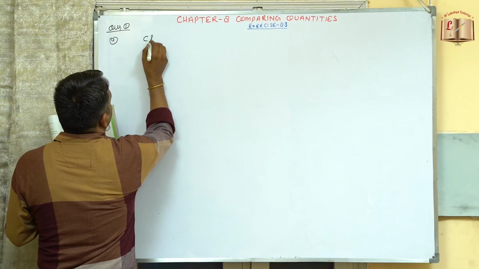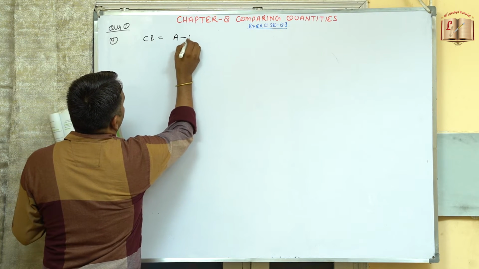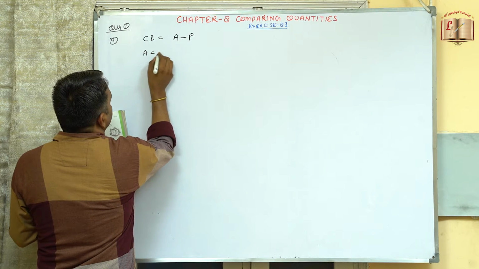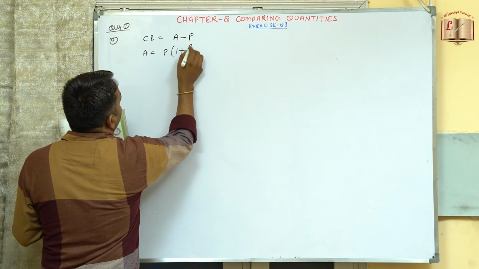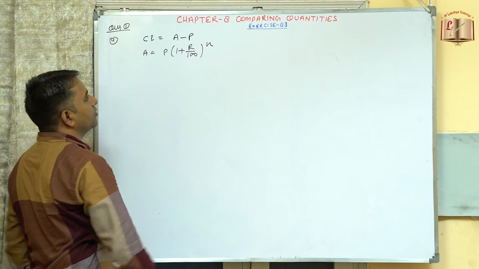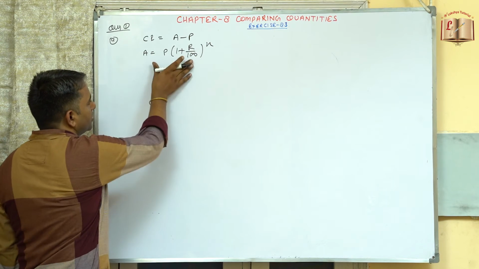So we know that CI is equal to A minus P. A is the amount and P is the principal, and A is equal to P times (1 plus R by 100) to the power n. So this is the formula for compound interest. Now we will use this formula.